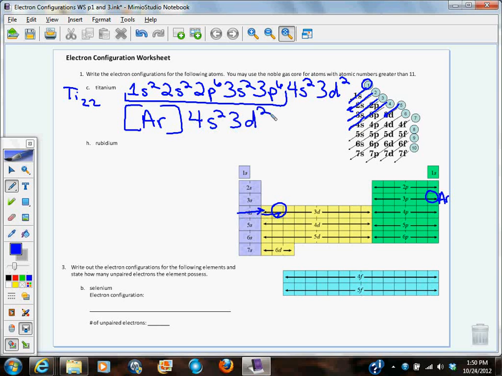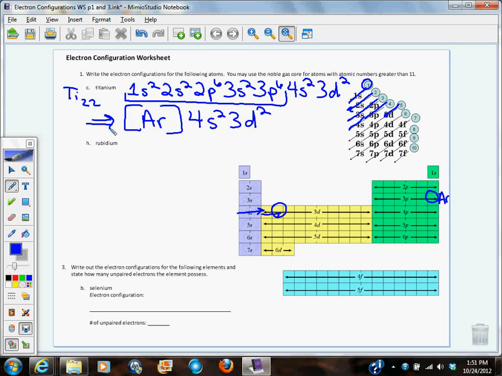3d2. By the way, how many valence electrons are there in this one? Anything outside the noble gas core. So we would say 4 in this one. All right? So here's the answer using the noble gas core. The one up above is still correct. It's just the expanded electron configuration.